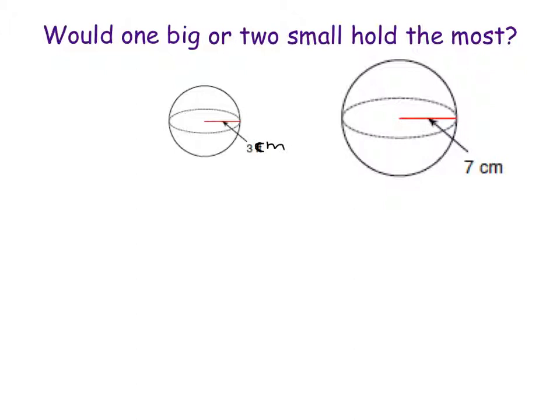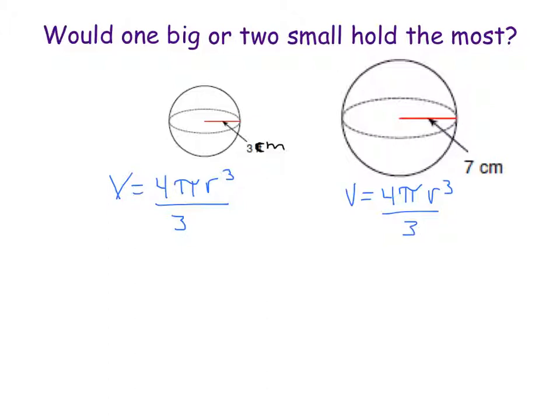All right, so we need to figure out if one of the big spheres would hold more or less than 2 of the smalls. So the first thing you have to do to compare is actually find the volume of both. So we need our formula. The formula for sphere is V equals 4 pi r cubed over 3 for both of them.